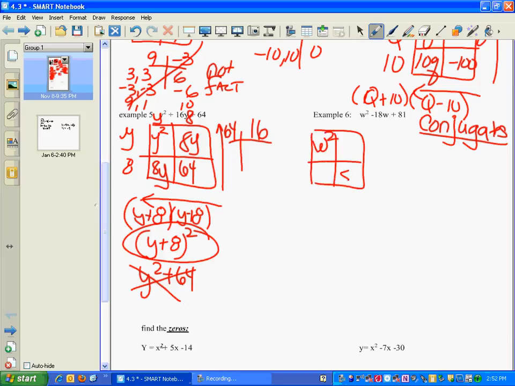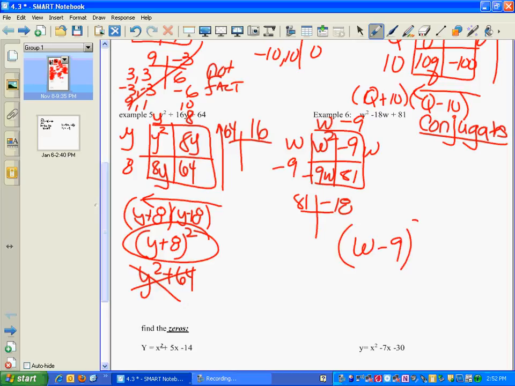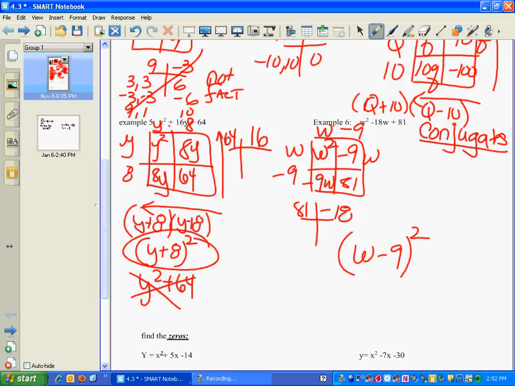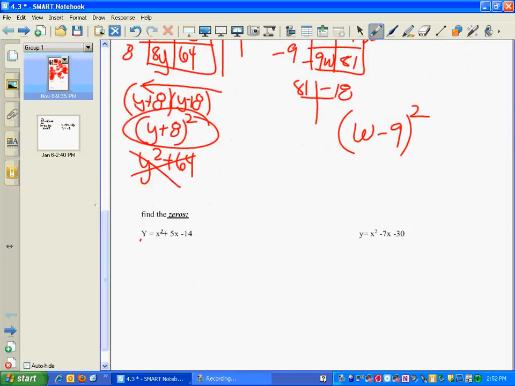W squared, 81. What do you think your factors of 81 are that give me -18? -9 and -9. Agreeable? So I'm going to pull out a -9 here, a W, and a -9. So W minus 9, quantity squared. All right, what's the difference between this problem and the new problem?